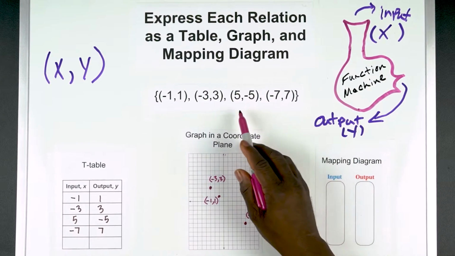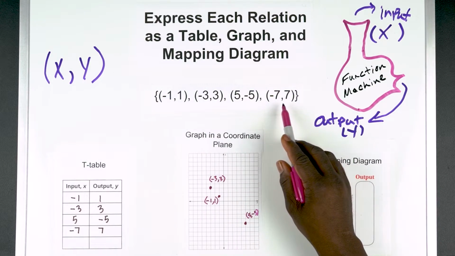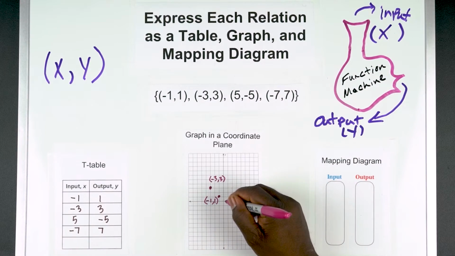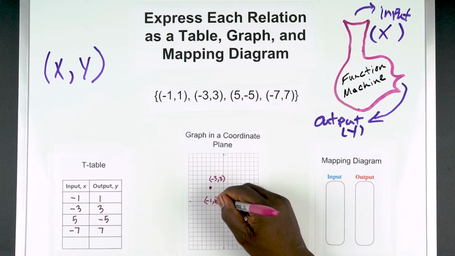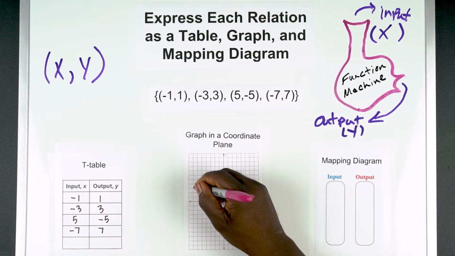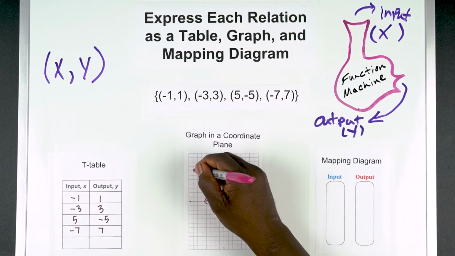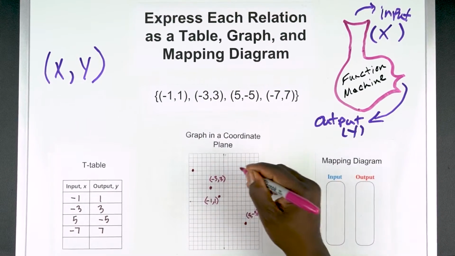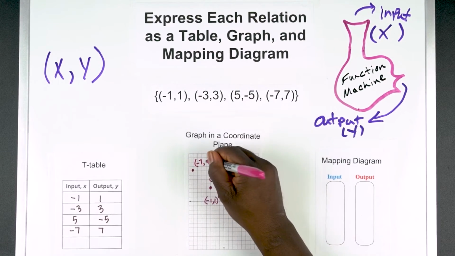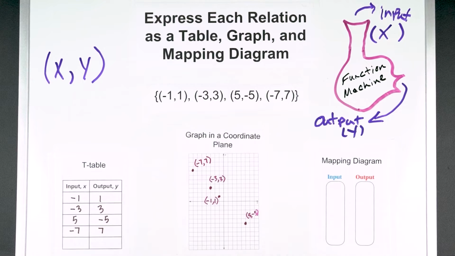Okay, now we're going to go ahead and plot our last ordered pair, which is -7 and +7. So we go -1, 2, 3, 4, 5, 6, 7, and then we go up +7. 1, 2, 3, 4, 5, 6, 7. And we'll write the ordered pair again. That's -7, +7. Okay, so we plotted the four ordered pairs.